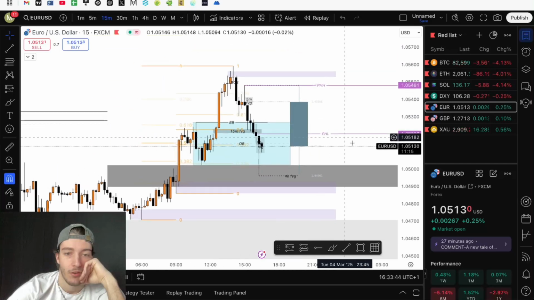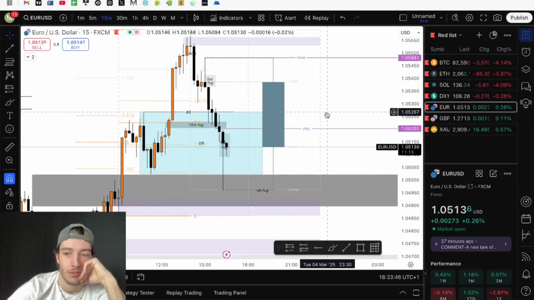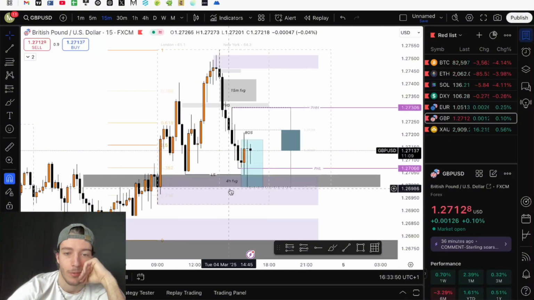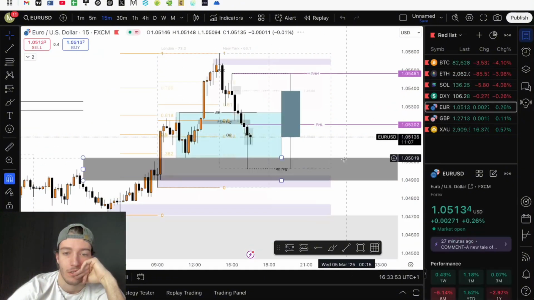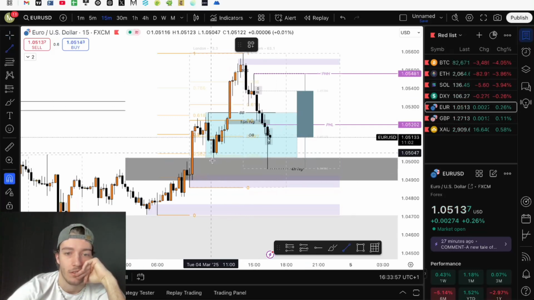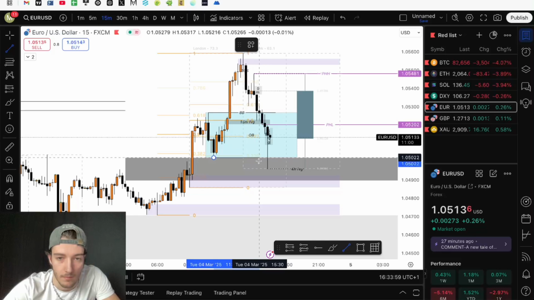But this 15-minute long wick candle looks promising. Looks like just a sweep here. Sweep of this low, tap into 4-hour. Same thing. Sweep here, tap into this 4-hour. Looks very clean.